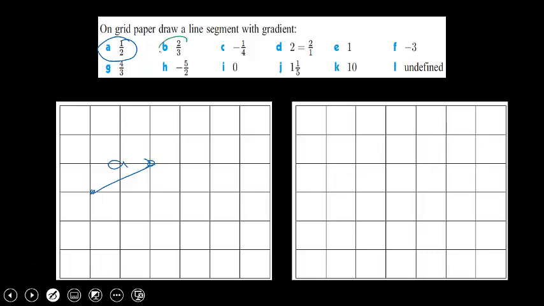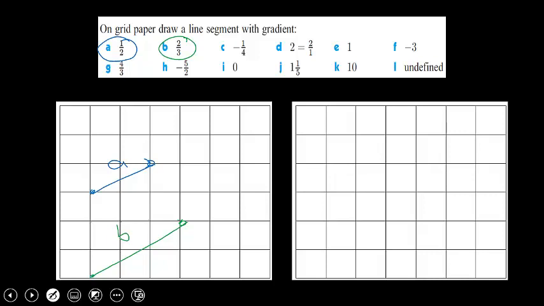Let's draw B. B is 2 over 3, which means 2 up and 3 to the right. So if I start there for B, I go 2 up, 1, 2, and 3 to the right. 1, 2, 3. So that's that point. If I connect them, that is B. Now remember, you must use a ruler. I'm not able to use a ruler on the screen.